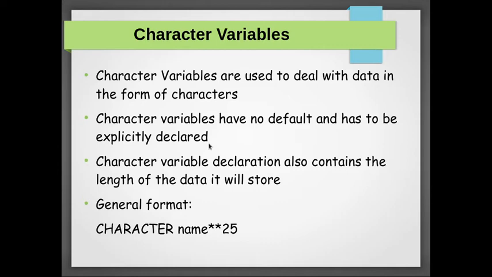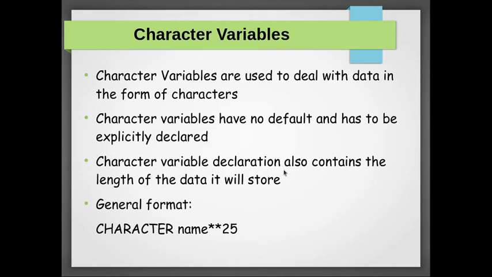We are talking about integer and real data. Fortran has defaults for them. Any variable name starting with I, J, K, L, M, N is treated as integer. Otherwise, A to H and O to Z are treated as real, as we have discussed. But characters don't have any default. We have to declare them explicitly.